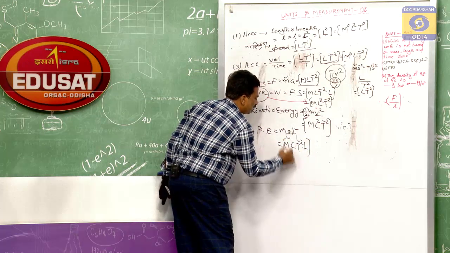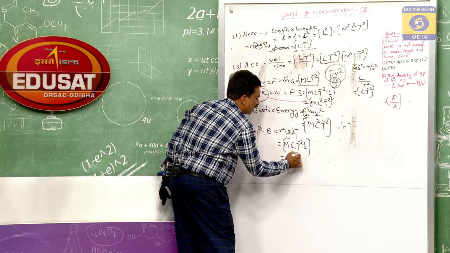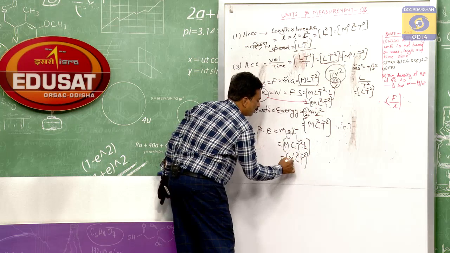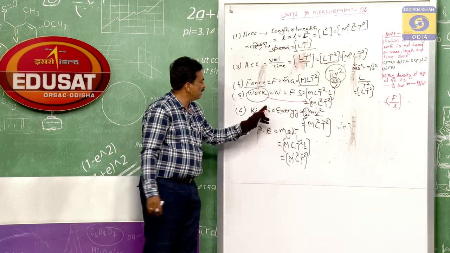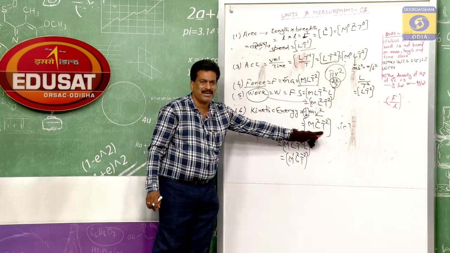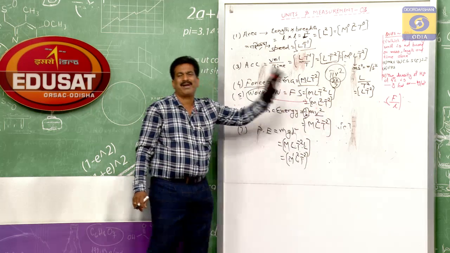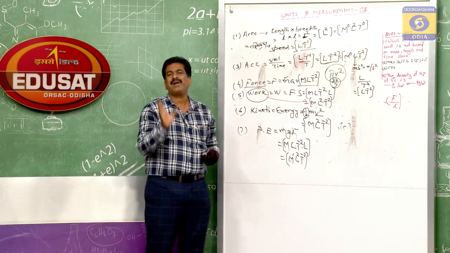So on simplification, M is only 1, so M to the power of 1, L into L is L square, then T to the power of -2. So M L square T to the power of -2. This is for the potential energy. For the kinetic energy, M L square T to the power of -2. For the work also, M L square T to the power of -2. Meaning work and energy have the same dimension.